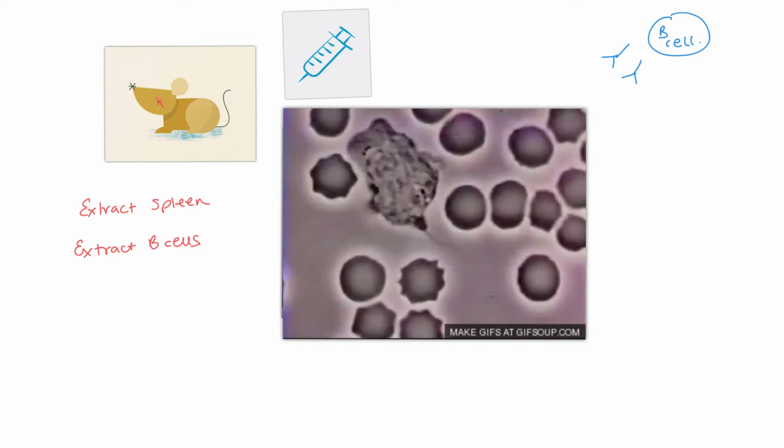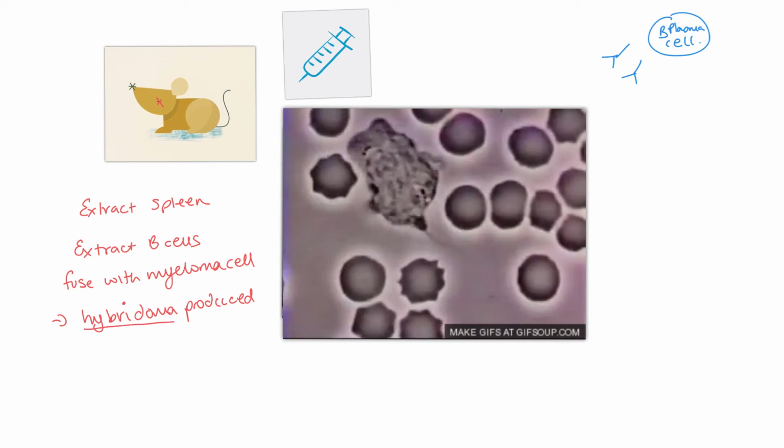So what do we do? We fuse these B cells with myeloma cells, with cancerous cells, because cancerous cells will just keep dividing rapidly and uncontrollably. So what we now produce is a cell that has the properties of the B cell, so it's able to produce the correct shaped antibody, and the properties of a cancerous cell, so it's able to rapidly divide. This cell is called a hybridoma.